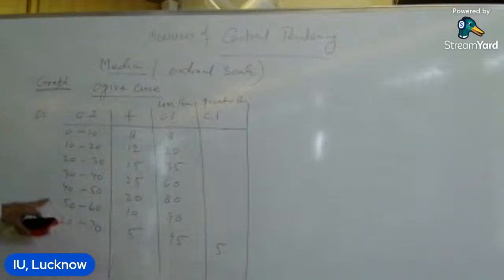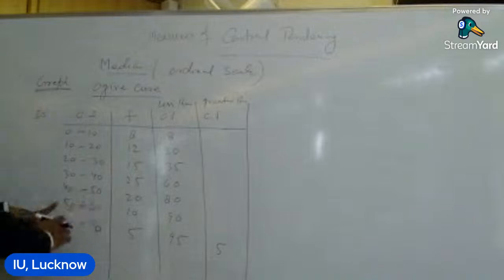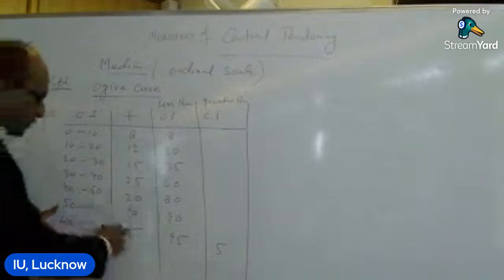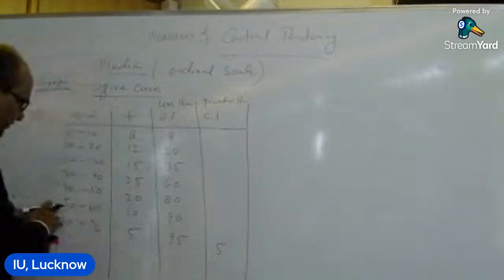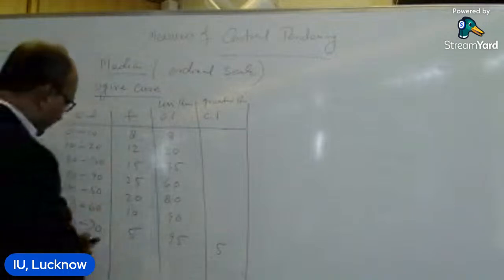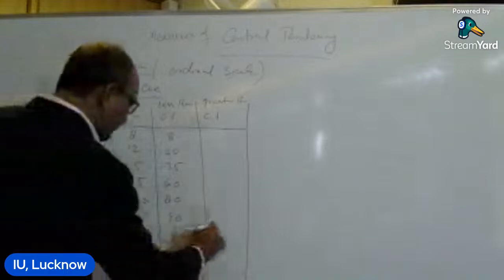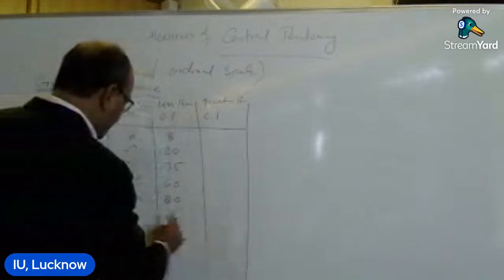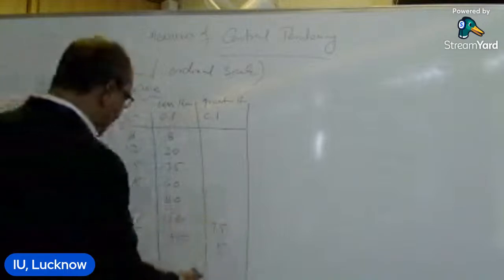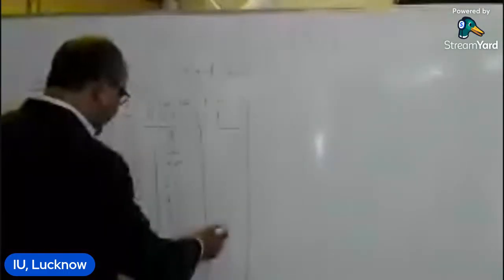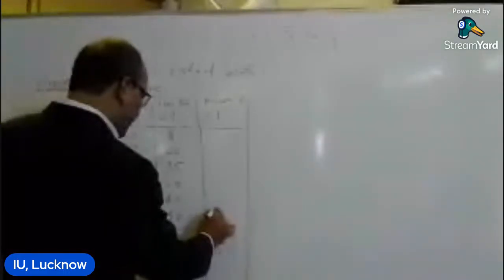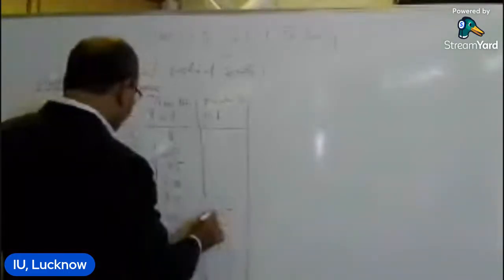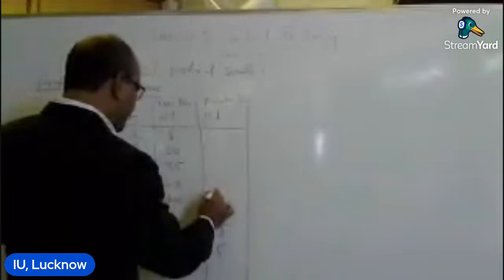Now greater than 50. Greater than 50 means 50 to 60 and 60 to 70. So 50 to 60 is 10 and 60 to 70 is 5. So greater than 50 means 50 to 70 directly, which is 5 plus 10, 15. So just add from below: 5, 15 and 20. This is the 35 and this is the 60.